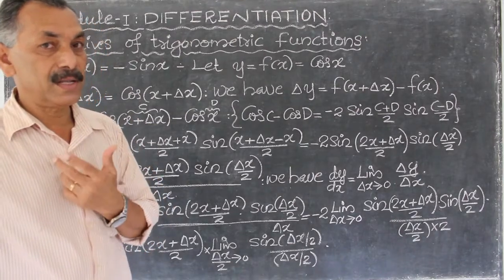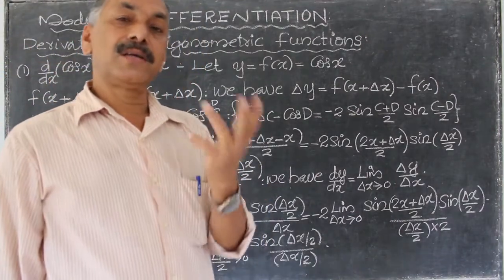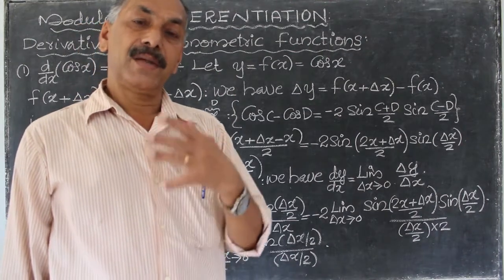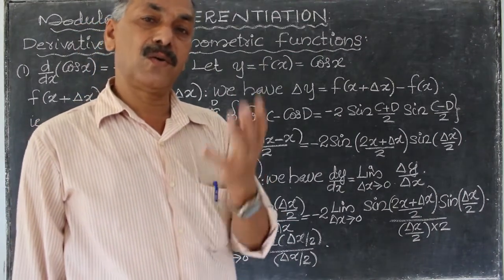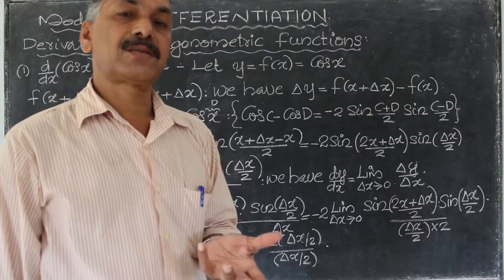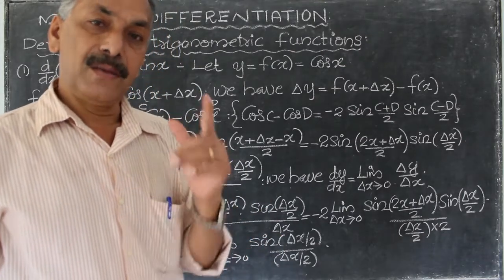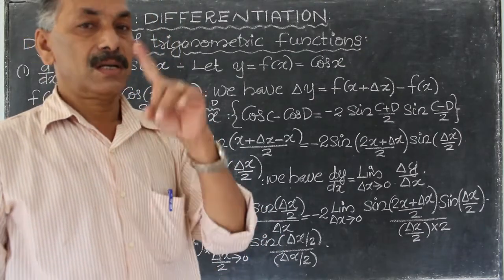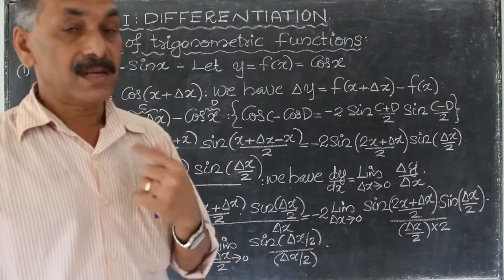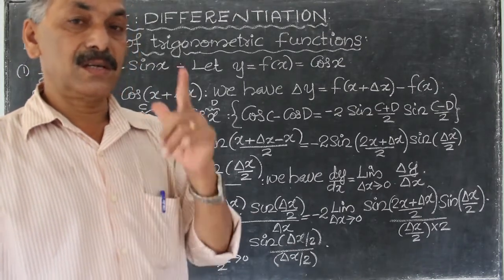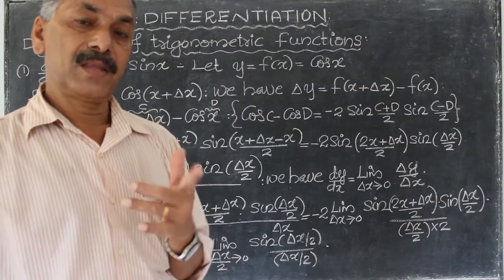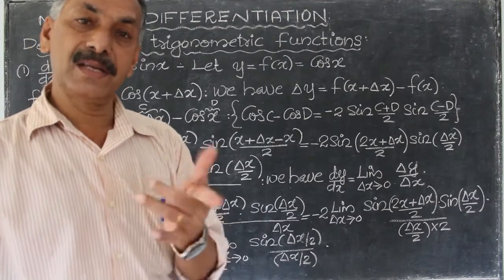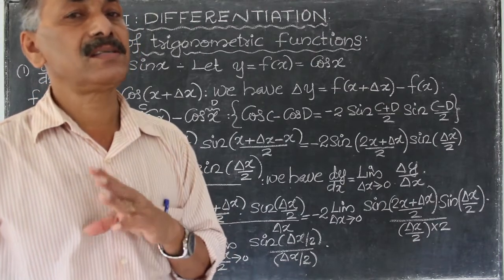And what do you mean by derivative? If y is equal to f of x is a given function, then dy by dx is equal to the derivative of y with respect to x. Dy by dx is equal to limit delta x tends to 0, delta y by delta x. What is delta y? Delta y is equal to, if y is equal to f of x, then f of x plus delta x minus f of x is defined as delta y.